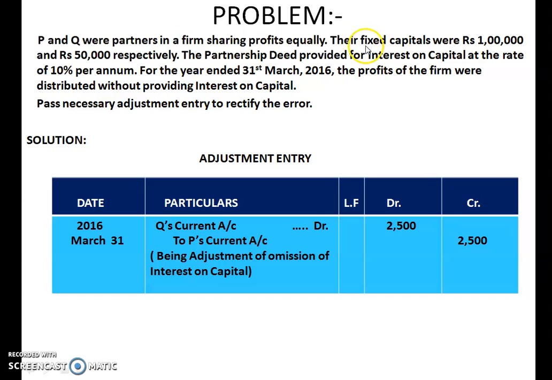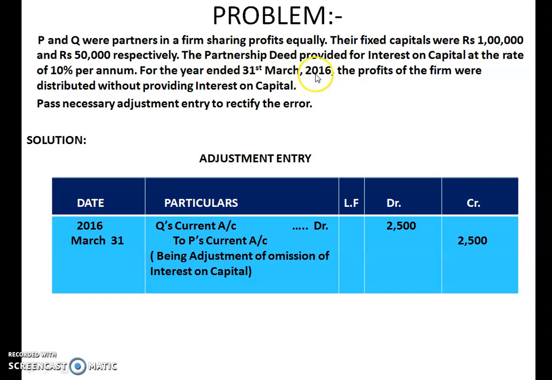See children, the wording fixed capital is used. So that means whenever you write partners' capital account, instead you have to write current account. That we will discuss later on. For the time being, you just understand that the capital of P is 1 lakh and Q is 50,000.